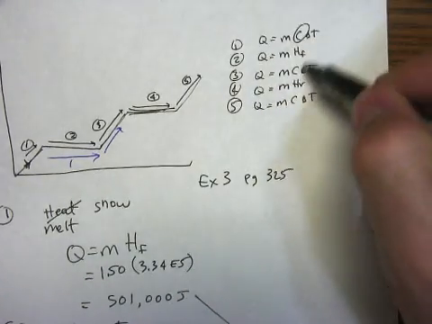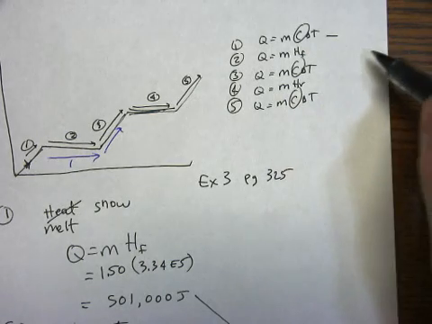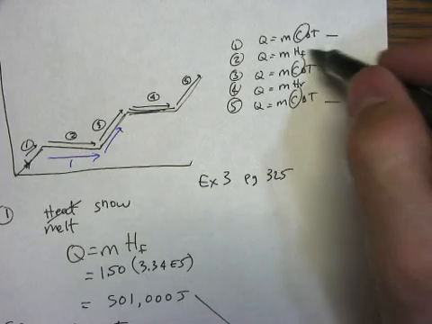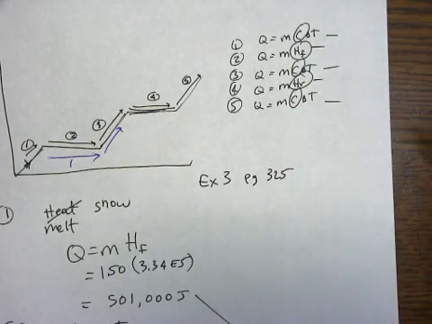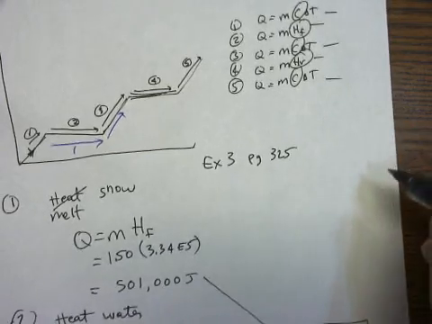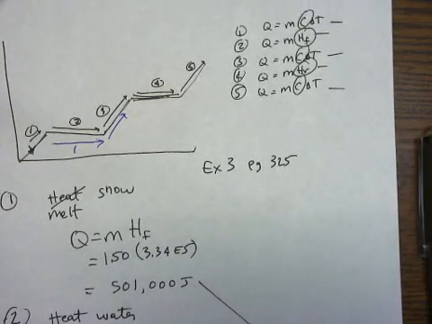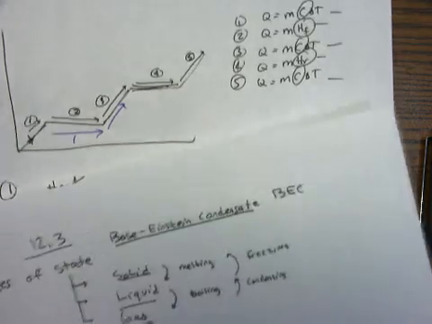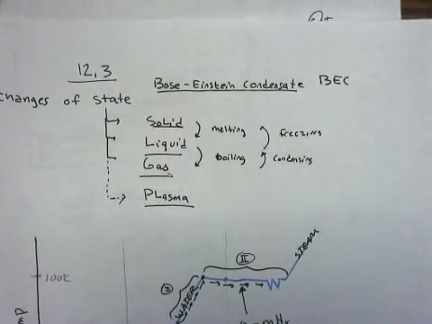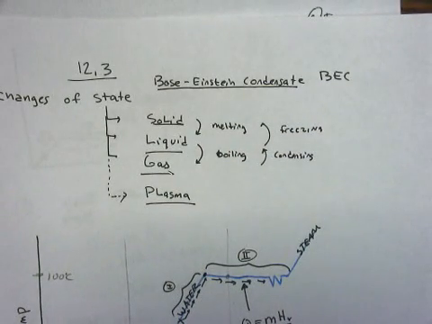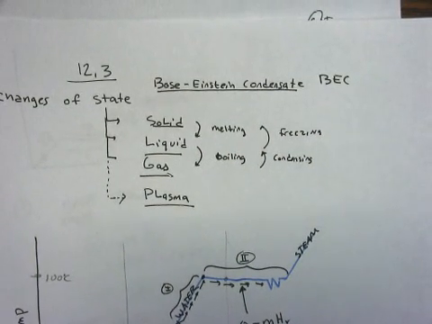Now it's interesting, the specific heat is different for ice, water, and steam. Those can be found on page 319. The heats of fusion and heats of vaporization for ice and for steam can also be found on page 324. So this has been about changing the states of objects from solid to liquid to gas, and how you can figure out how much energy it takes to do that.